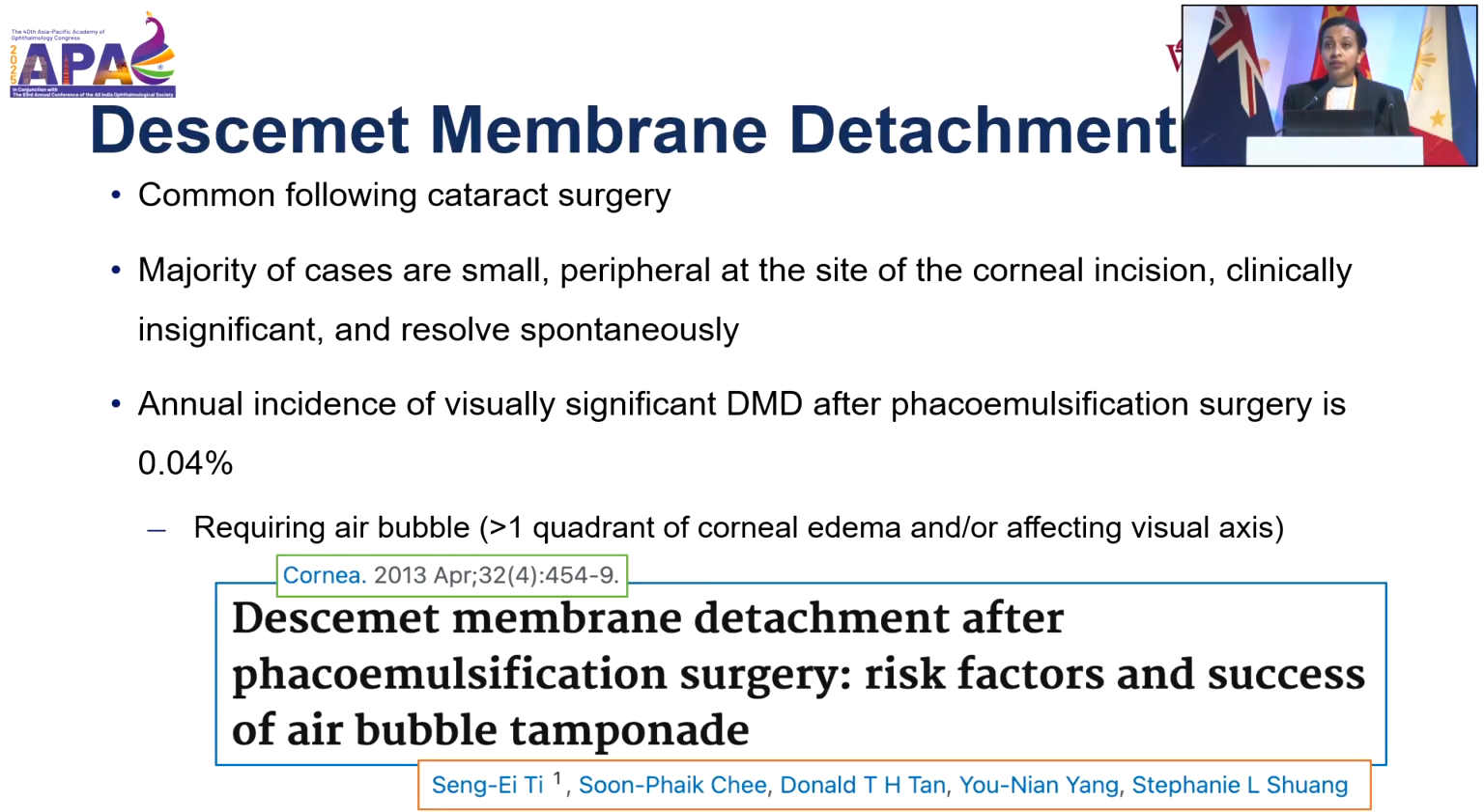So as I mentioned, Descemet's membrane detachment is the most common complication following cataract surgery. Fortunately, most of the time it is not significant, and it's small at the site of the incision and resolves spontaneously. But the incidence of visually significant DM strips after phacoemulsification surgery is about 0.04%, from this study that was published in Cornea about a decade ago. And what they defined as visually significant was more than one quadrant of edema and/or affecting the visual axis.